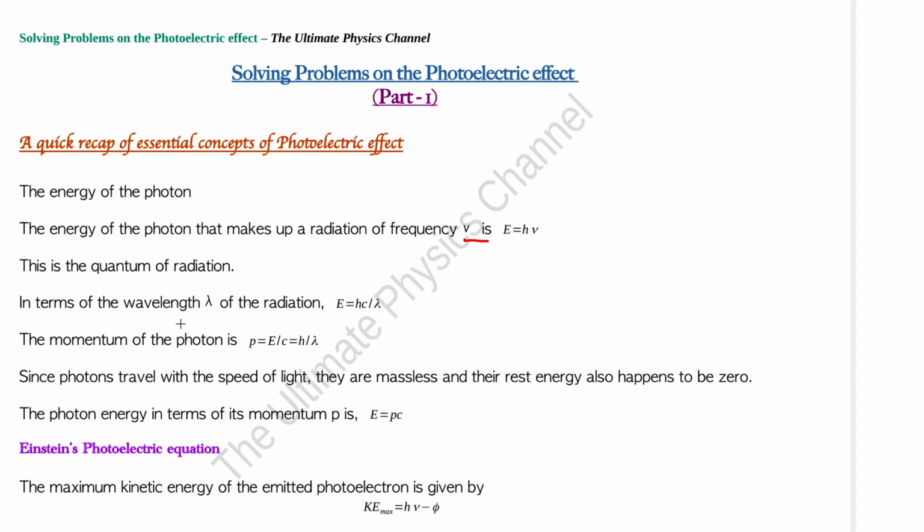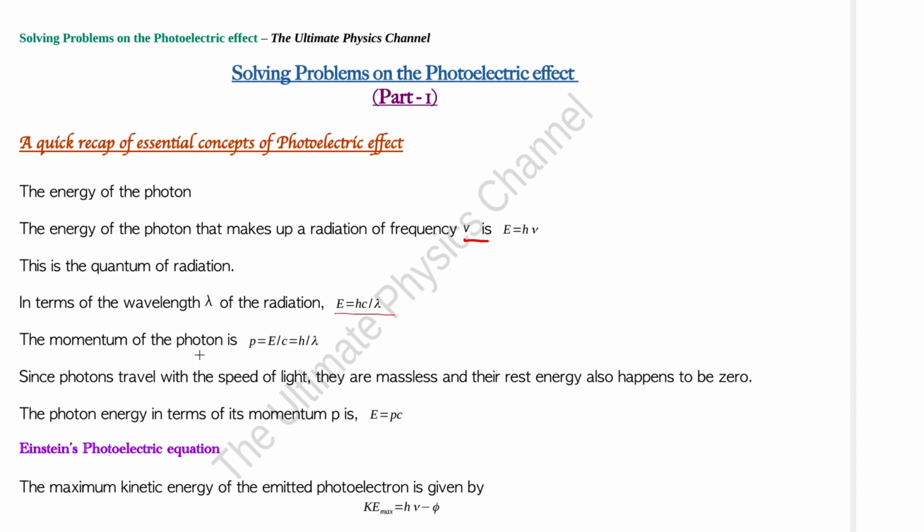In terms of wavelength lambda of the radiation, this can be written as E is equal to h times c over lambda, where c is the speed of light, h is the Planck's constant, lambda is the wavelength of the radiation under consideration.